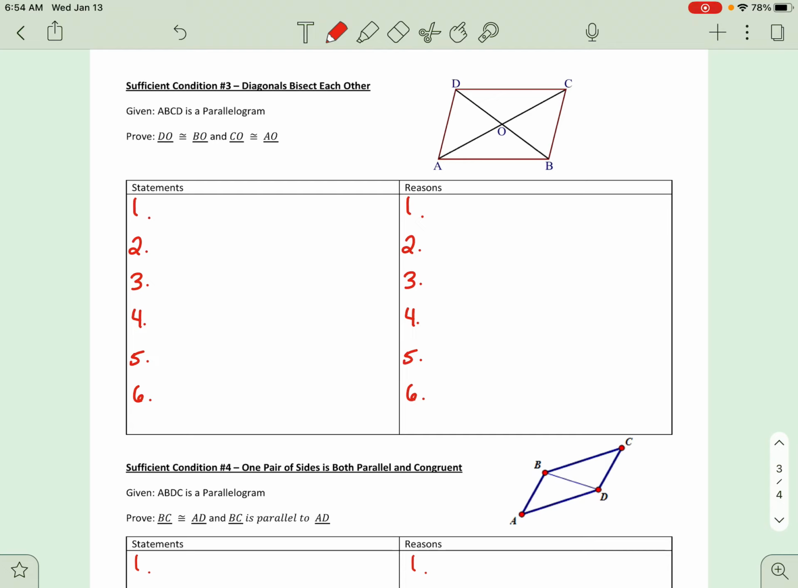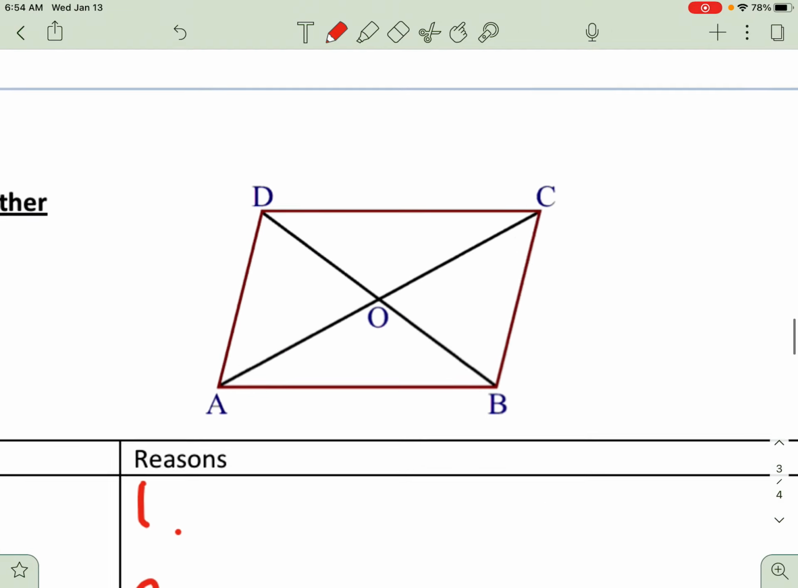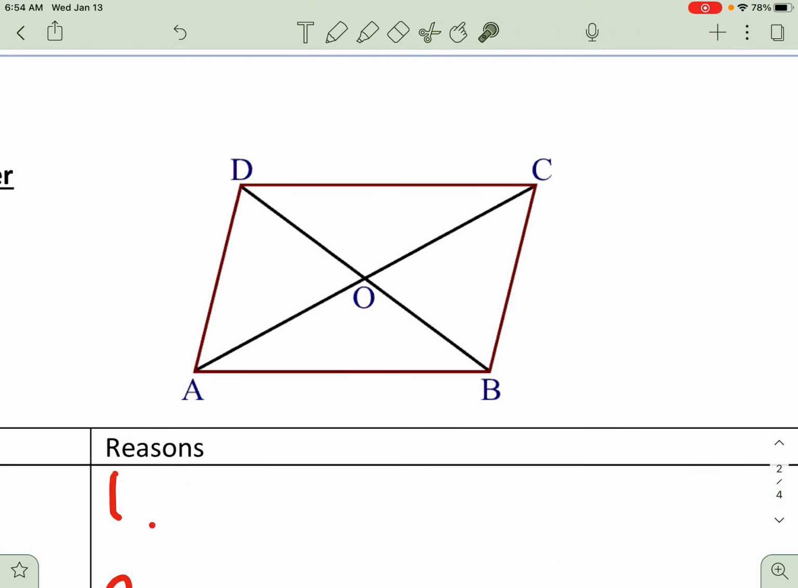So, sufficient condition number 3. I'll make this quick for you. What we're talking about again is the parallelograms, right? We want to prove that the diagonals bisect each other in a parallelogram. So we want to prove that these are congruent to each other and that these are congruent to each other, right? That they're cut in half.